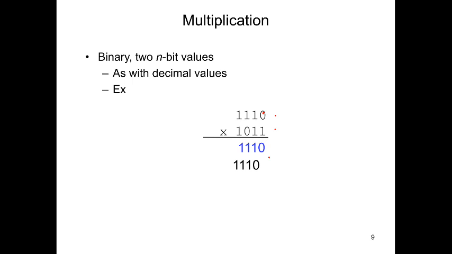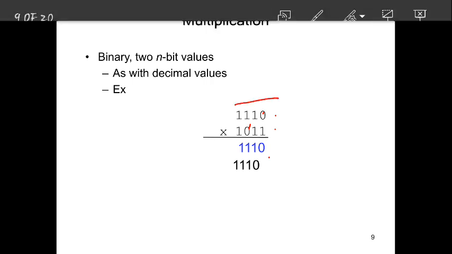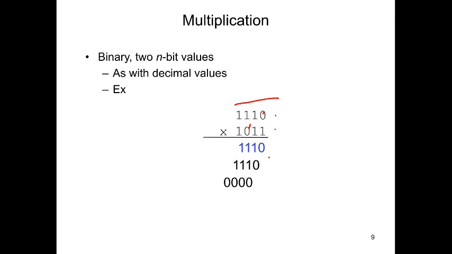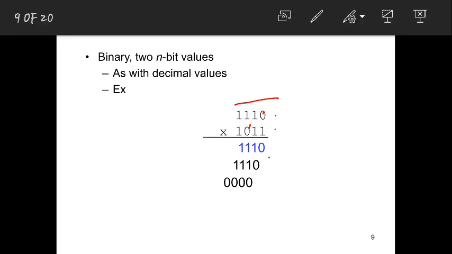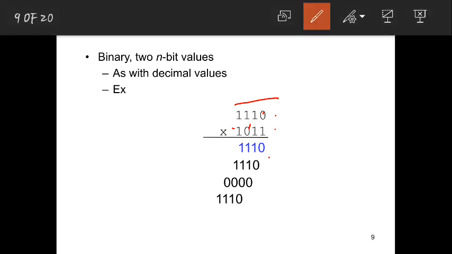Now we are multiplying with 0. When you multiply with this 0, whatever you multiply, you will always get the result as 0 itself. So you got all zeros here. Then again you are multiplying with this 1: 1 into 1, 1, 0. So you will get the number as it is again. Now what you need to do is add them.